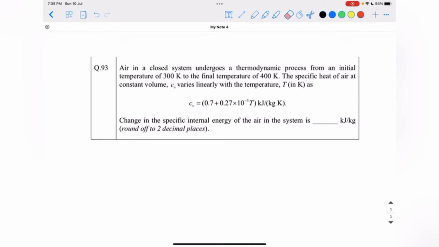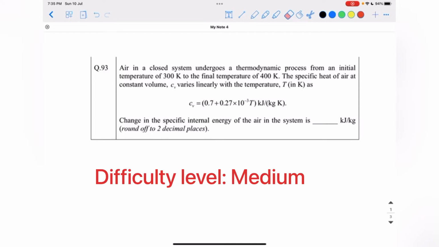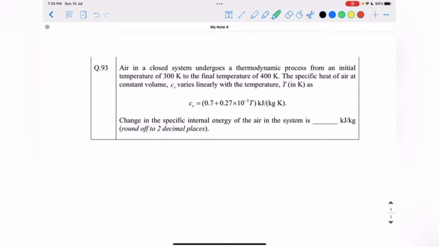Question: we have air in a closed system that undergoes a thermodynamic process from an initial temperature of 300 Kelvin to a final temperature of 400 Kelvin. The specific heat of air at constant volume varies linearly with the temperature, given as Cv = 0.7 + 0.27 × 10^-3 T. The change in the specific internal energy of the air in the system is, so we have to find the change in the specific internal energy of the air, and it is given Cv.